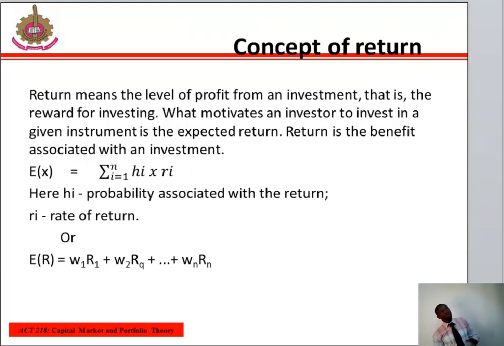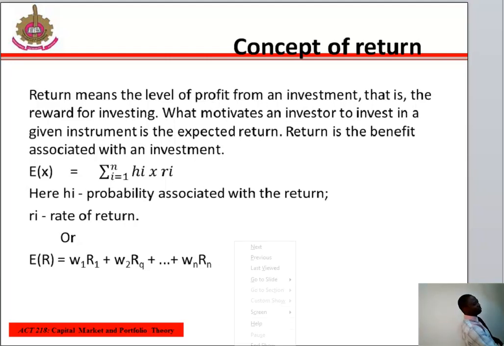Concept of return. Return means the level of profit from an investment, that is, the reward for investing. What motivates an investor to invest in a given instrument is the expected return. Return is the benefit associated with an investment. In most cases, the investor can estimate his or her historical return precisely. The expected rate of return of an investment is the statistical measure of return, which is the sum of all the possible rates of return for the same investment weighted by probabilities.